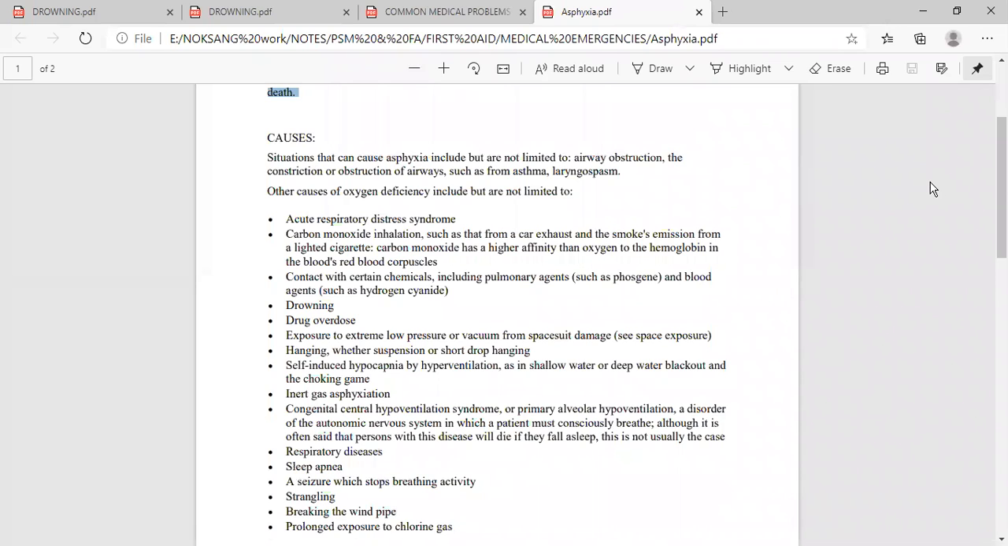Some of the common causes are drowning, drug overdose. Whenever there is an overdose of drug, or whenever somebody gets drowned, then sleep apnea, which we have already discussed in respiratory rate. Then if there is any kind of respiratory disease or respiratory distress, or whenever there is strangling. These are some of the common causes of asphyxia.